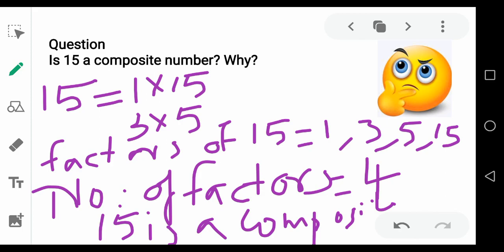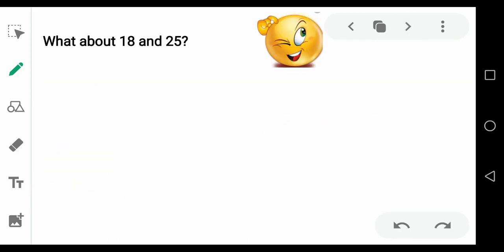Understood? How to write the answer? Well, if any question is asked like this, that is, check whether a number is a composite number or prime number, what you have to do is find the factors first. Then write the factors. Then write how many factors are there, that is, the number of factors. Depending upon the number of factors, we can divide them as prime number and composite number. What about 18 and 25? This you have to do by yourself. 18 we will do, 25 you try by yourself.